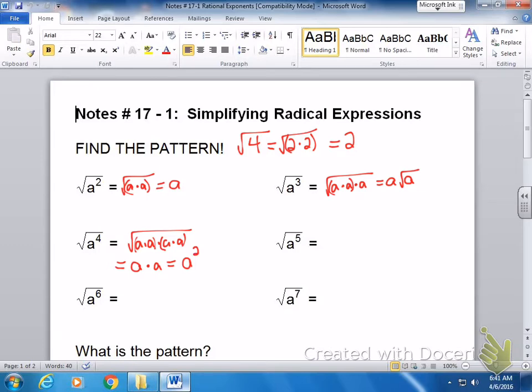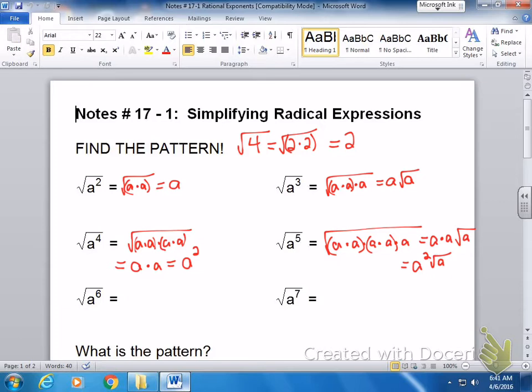A to the fifth, you might be seeing kind of a trend happen here. I have a times a times a times a times a. Well, I can group up some pairs here. I've got one a that I can take out from one pair, and then another, but one a is going to be stuck inside. So my answer is a squared times the square root of a. So try the square root of a to the sixth, and the square root of a to the seventh. You may not have to write anything out.